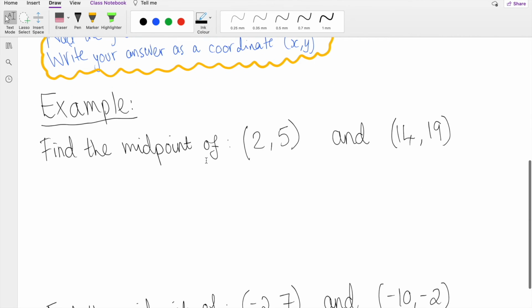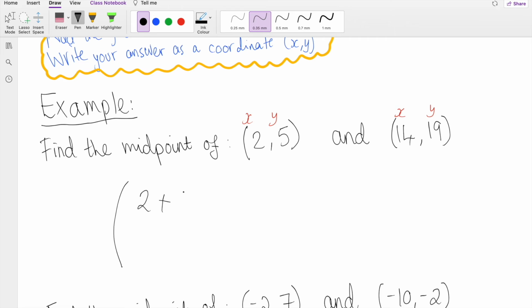So let's go through an example. We have the points 2, 5 and 14, 19. To find the midpoint, I need to add both of my x coordinates together. I'm just going to write x and y above both coordinates to remind myself which ones I'm adding. I would recommend for you to do this also. So the midpoint is going to be one big coordinate, and I need to add my x coordinates.